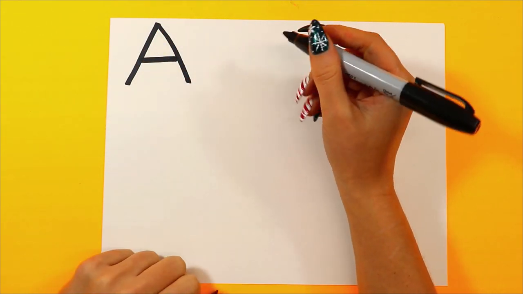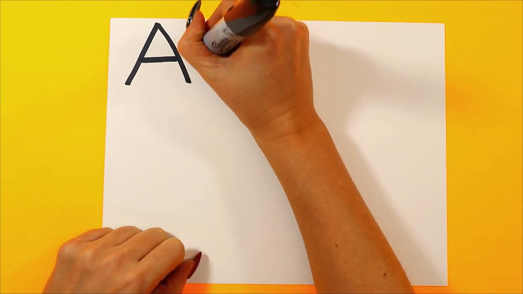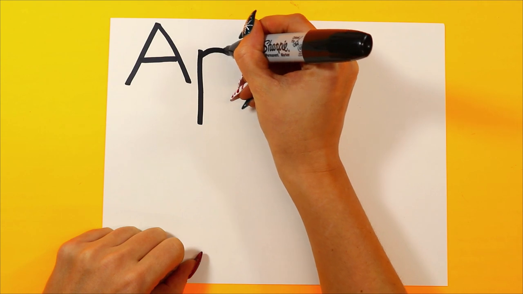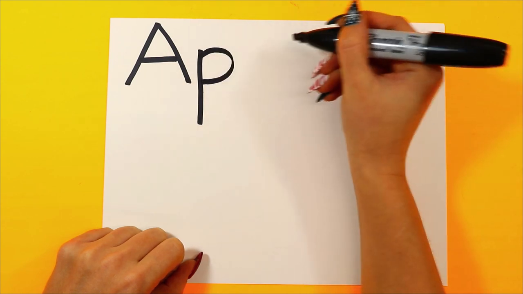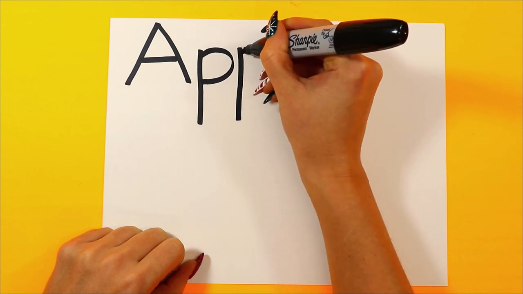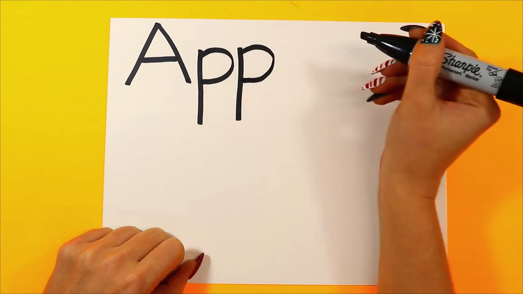Next are two P's. One line down, a line up, over and connect. Another line down, around and connect.